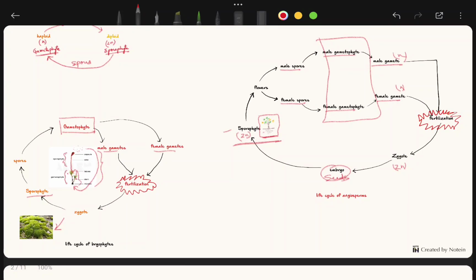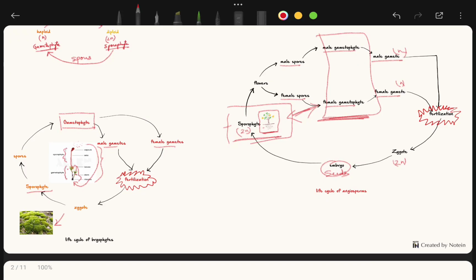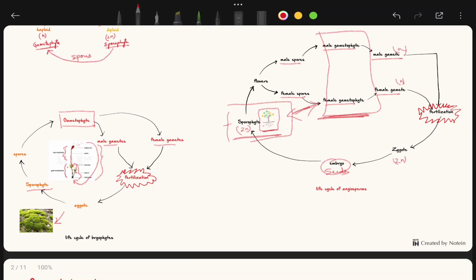when it comes to the life cycle of angiosperms, you find that the sporophyte plant body is present all throughout the year, and then the gametophyte stage is present only for a short period of time, right? So it's not very distinct. There's no distinction between the sporophyte plant body and the gametophyte plant body. But in case of bryophytes, we find that there's a clear distinction between the gametophyte plant body and the sporophyte plant body. Alright.